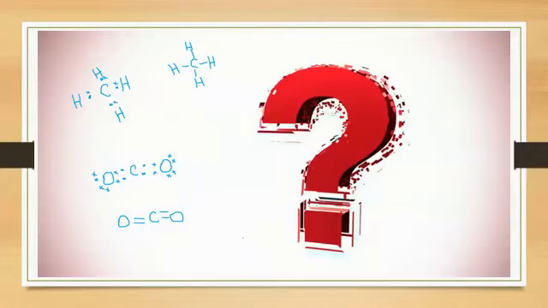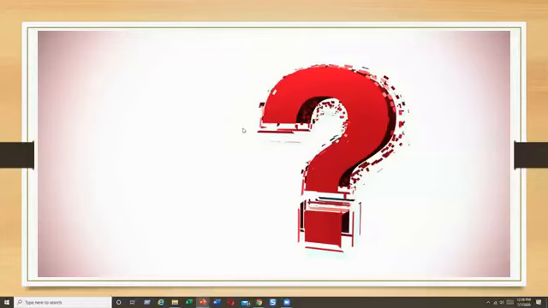Any other questions? Sir, coordinate covalent bond. What do you mean by it? Oh, a coordinate covalent bond is one type of covalent bond where both bonding electrons come from one atom. But in a covalent bond, the electrons come from the 2 bonding atoms equally.